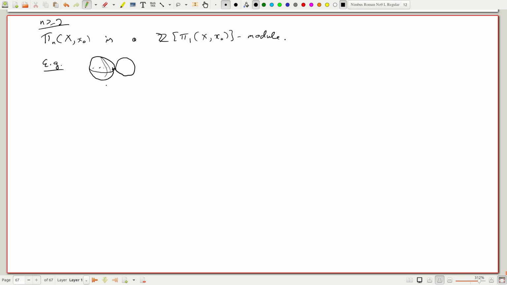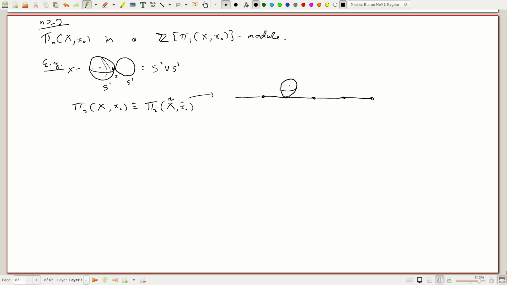Okay, so this is S2 and this is S1. So X is going to be S2 wedge S1. Okay, so pi 2 of X with some base point x0 is isomorphic to pi 2 of the universal cover, X tilde, with some inverse image base point. Okay, and what is this space? Well, we expand the circle and we get a whole bunch of spheres.